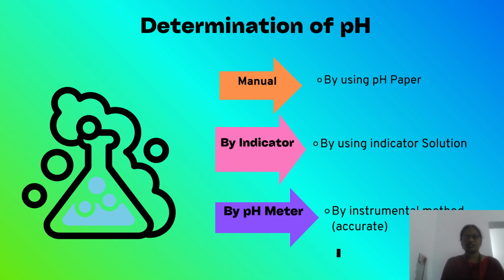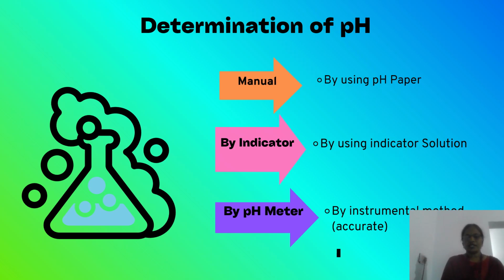Now we can learn how to determine the pH. For determination, we use three types of methods. The first one is the manual method. In that method we use pH paper. The pH paper is dipped into the unknown solution and it changes color. According to the change of color, it represents the pH.